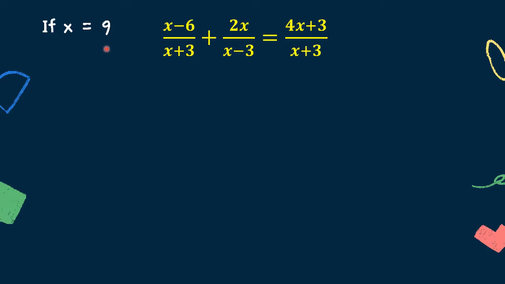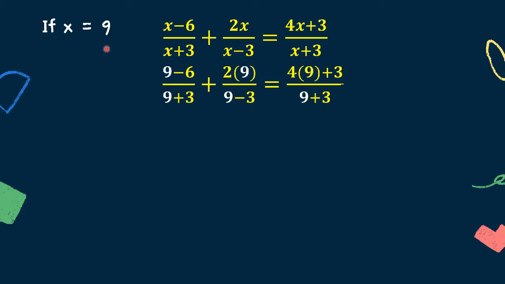So meron pa tayong other value of x, which is positive 9. We will try if this is the solution that we are looking for by simply substituting the value of 9 sa lahat ng x. Okay, so simplify. 9 minus 6 is 3. 9 plus 3 is 12. Copy the addition sign. 2 times 9 is 18. 9 minus 3 is 6. Copy the equal sign. 4 times 9 is 36 plus 3, over 9 plus 3, which is 12.